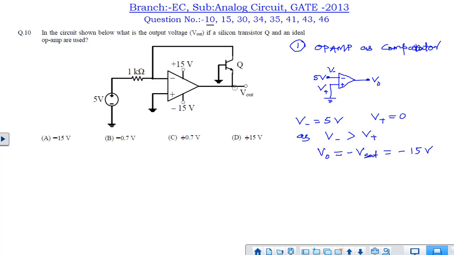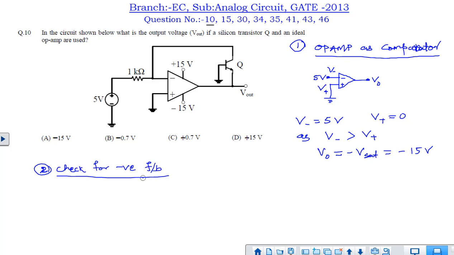If minus 15 volt appears here, then what will happen? This NPN transistor's base-emitter junction will get forward biased, because only 0.7 volt is required here and we have 15 volt available for biasing this junction. So as this junction gets forward biased, what will happen?